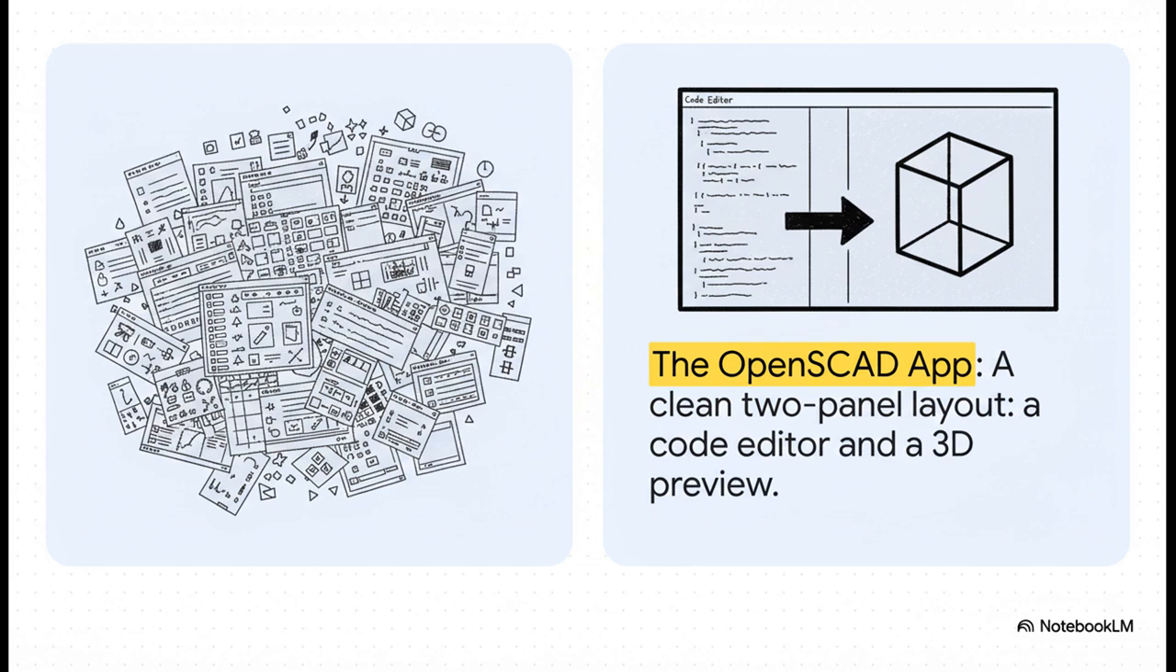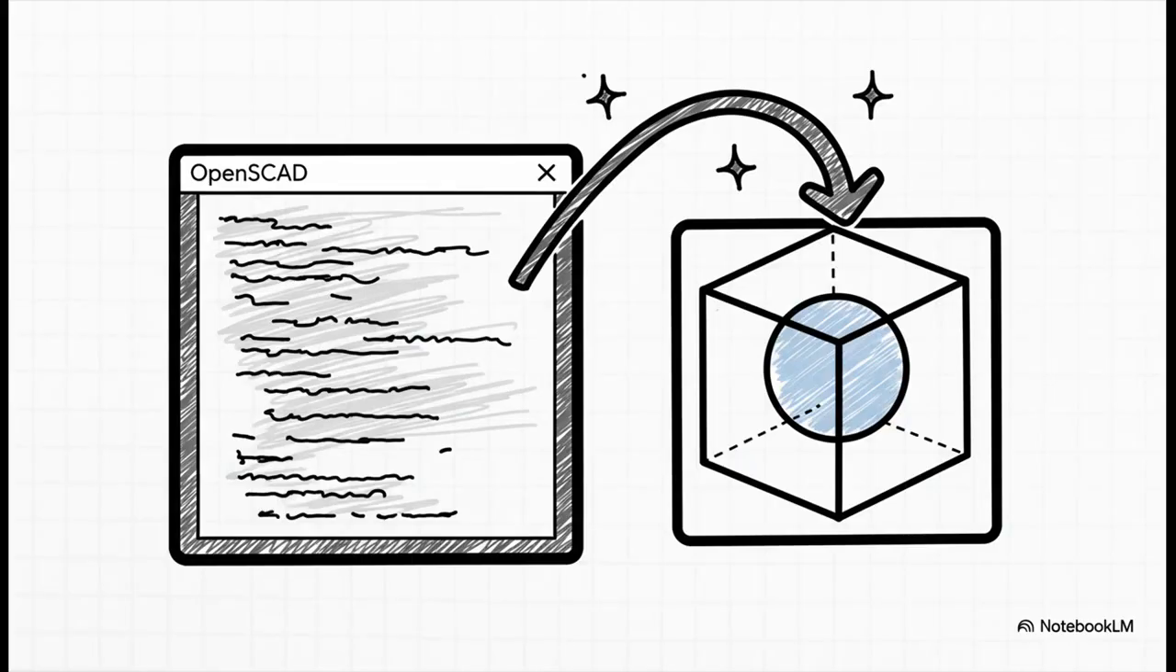Instead, you get this beautiful, clean 2-panel layout. That's it, a code editor and a 3D preview. The whole idea is simple. Your code on the left, your creation on the right. You're in this constant direct feedback loop. You type a line of code, say cube 10, and bam, a cube pops up on the right. That instant feedback is what makes this whole thing feel so powerful and, honestly, pretty intuitive.